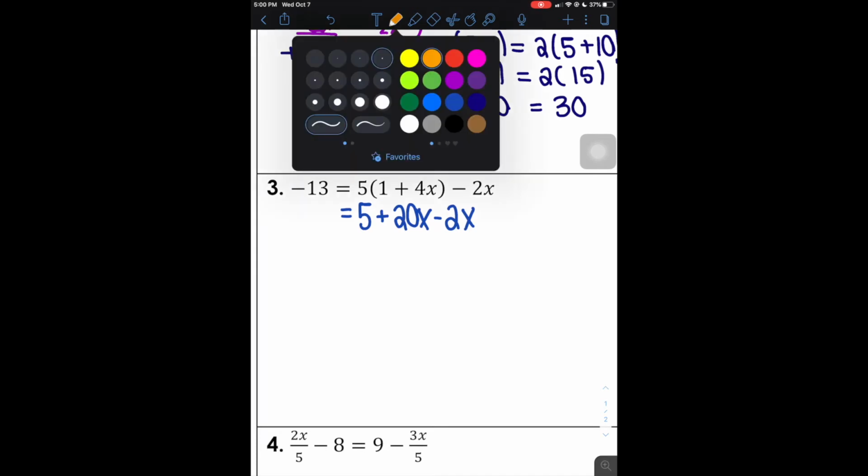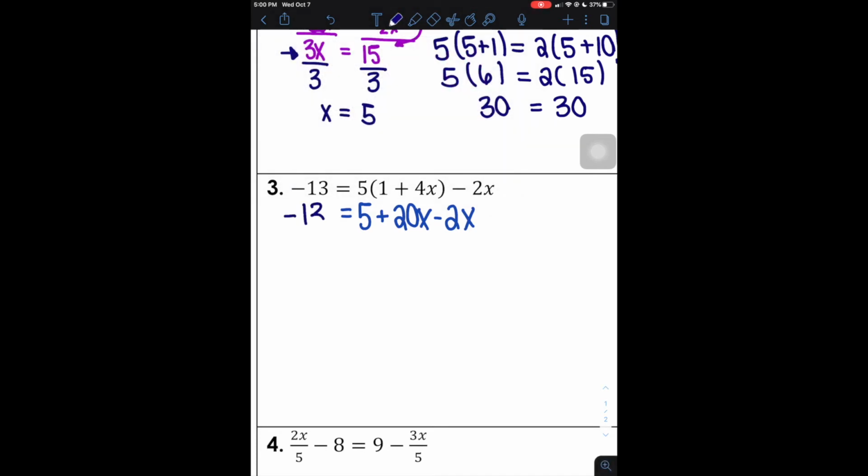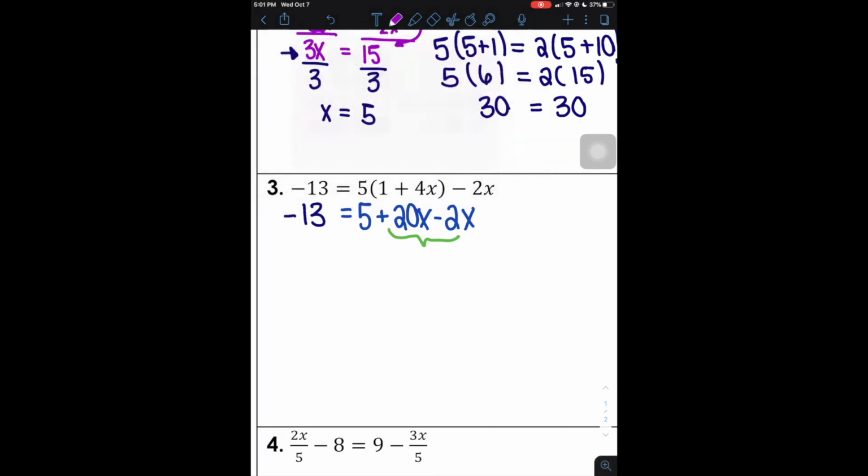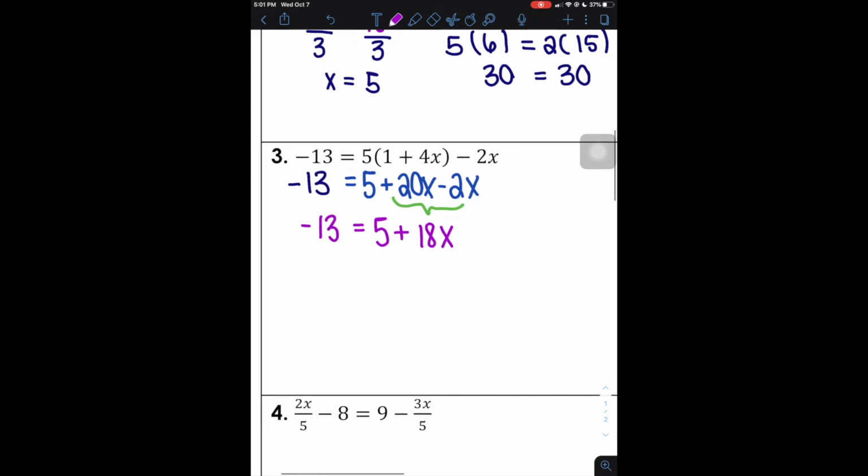Then I'm going to write my other side. It's negative 13. And I'm going to simplify these two terms because from a previous chapter, I know that these are like terms, and I can add them together. Well, subtract them actually. So 20x minus 2x, I'm just going to combine my coefficients. So I'm going to get a positive 18x. And then I'm going to bring down a negative 13 on the left-hand side.